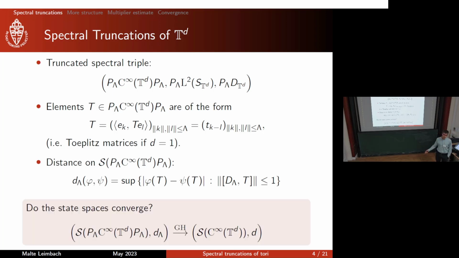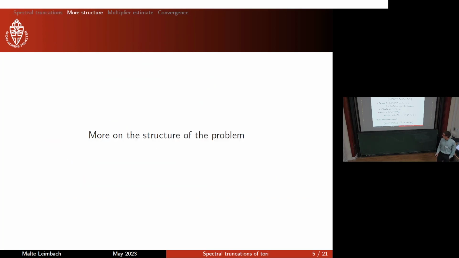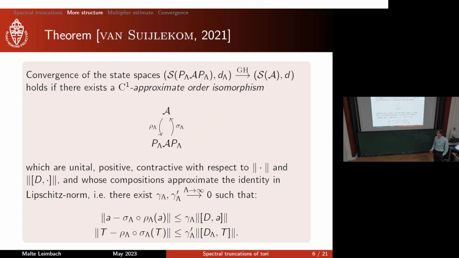And the question we're after is whether the metric spaces that we get, if we take an increasing sequence of these projections, converge to the metric space that we have as the state space. And all of this is in Gromov-Hausdorff distance, so no Gromov-Hausdorff propinquity or quantum Gromov-Hausdorff distance so far, just Gromov-Hausdorff. Let's look at this problem a little bit closer. So this theorem was already pitched by Walter this morning. That's the device we're going to try to use.